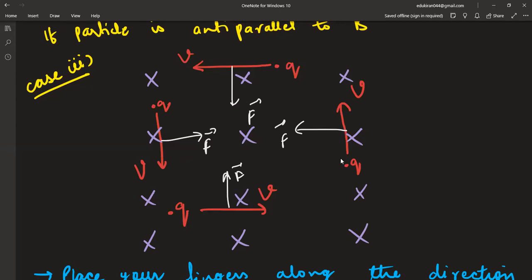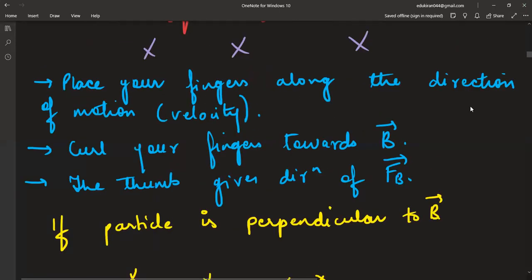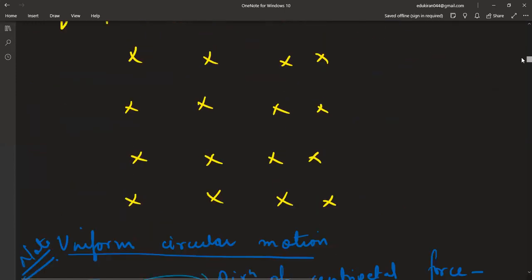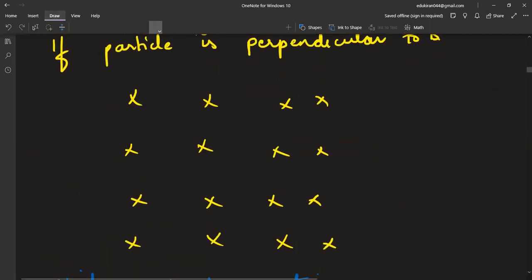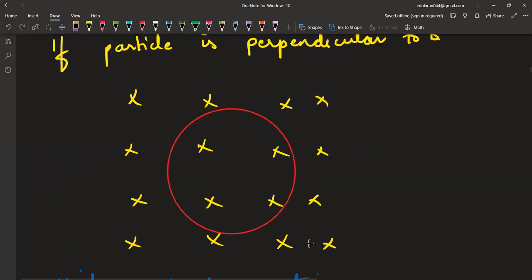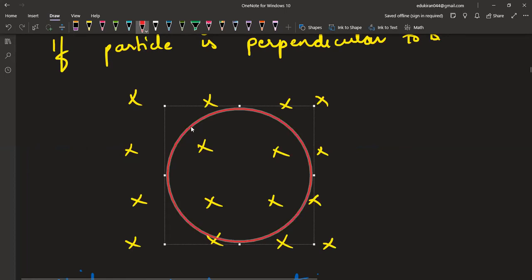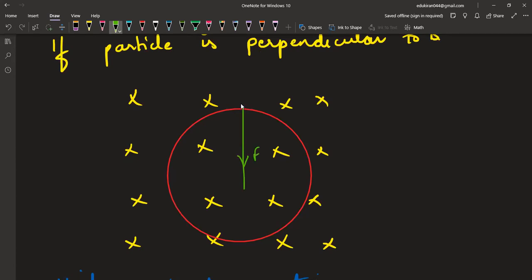Now see, these are just 4 random points which I have taken. If I take all the points collectively, can you see all the forces are pointing in the center only? This is just the rule. This you people already know. So what is happening? When we are taking all the points, ultimately all the forces are pointing towards the center. So this magnetic field which is present is actually providing the necessary centripetal force.